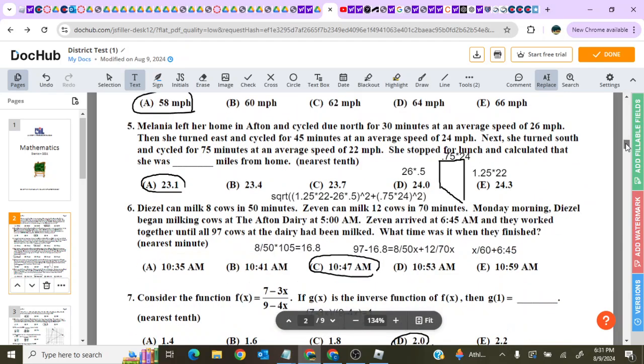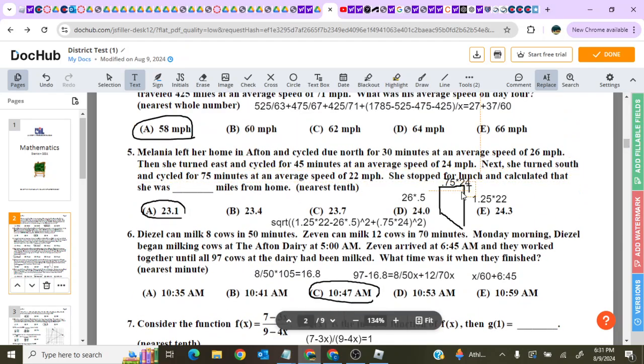Melina left her home and traveled due north for 30 minutes at 26 miles per hour, east for 45 minutes at 24 miles per hour, and south for 75 minutes at 22 miles per hour. How far was she from home? Well, that's just kind of mapped here.